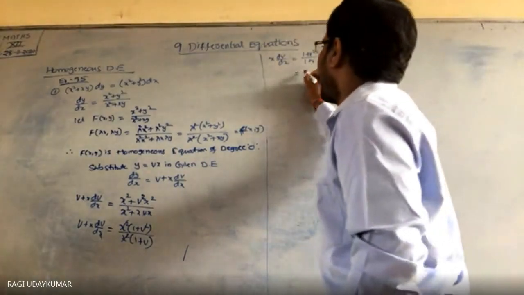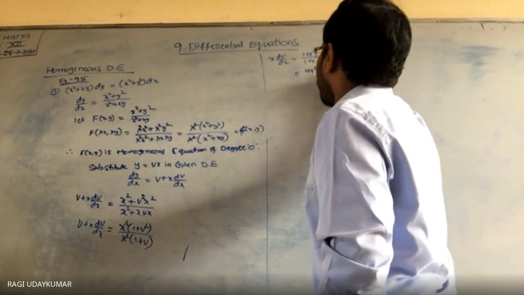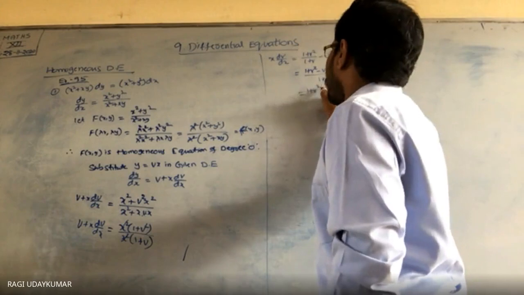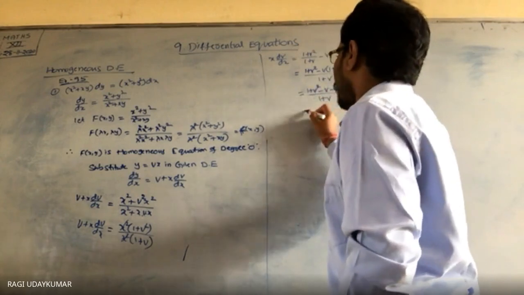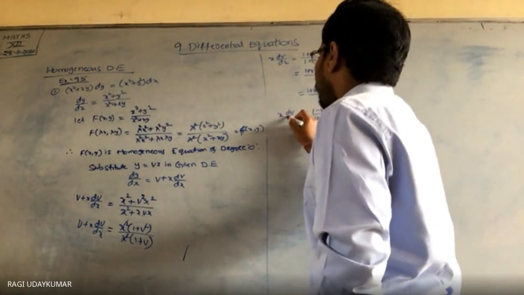Okay, so now what do you get here? If you simplify this, 1 plus v square minus v into (1 plus v), by 1 plus v, which is equal to 1 plus v square minus v square by 1 plus v. So v square will get cancelled, leaving 1 minus v by 1 plus v. This is x dv by dx.